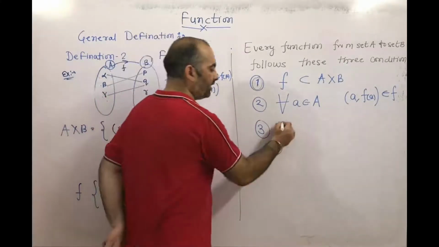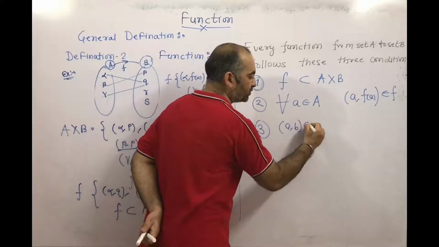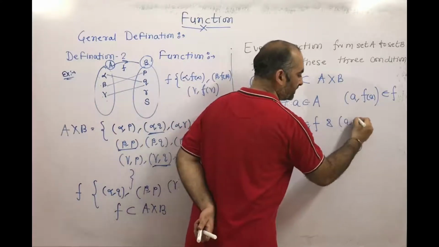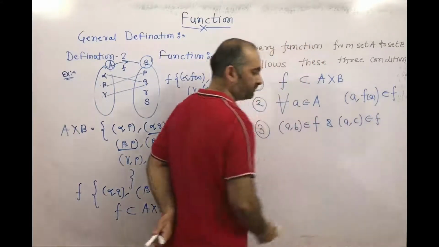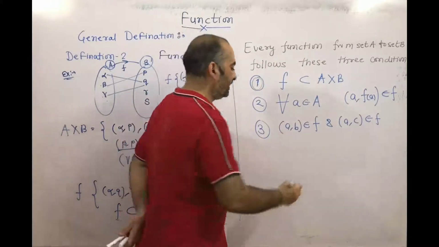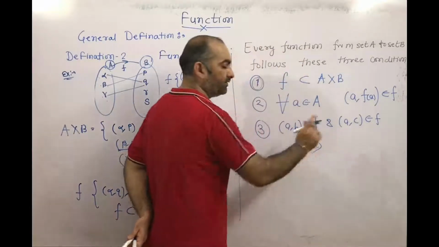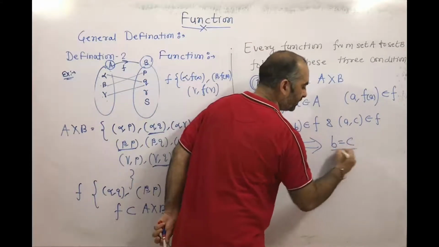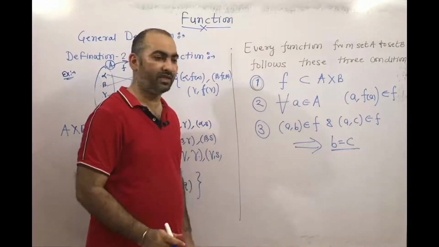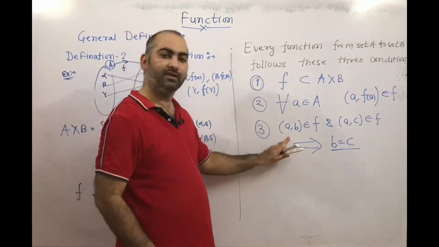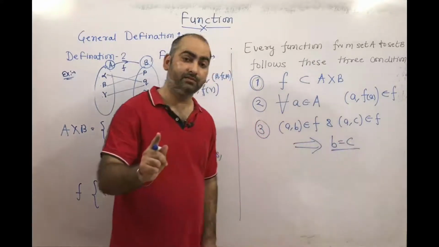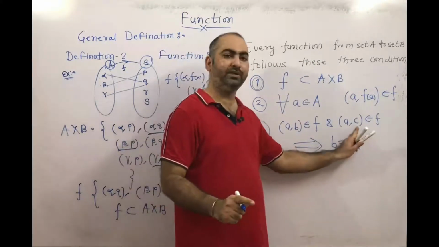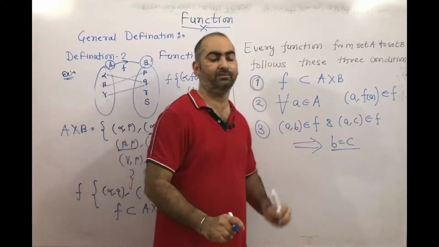Suppose a comma b belongs to function f and a comma c also belongs to the function. Both are present. That means if this is there, then for a function b should be equal to c, for any element of set A. If I put c equal to b, the same pair a comma b only will come.